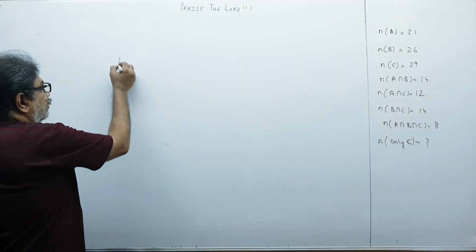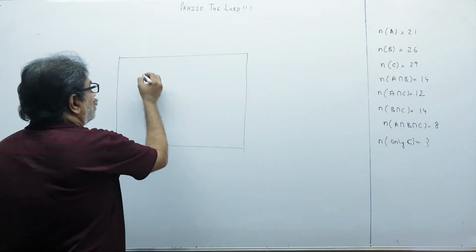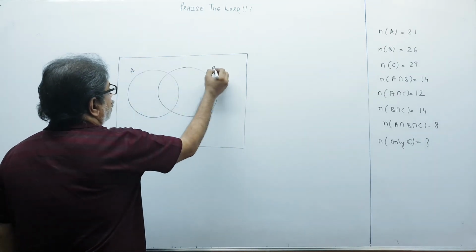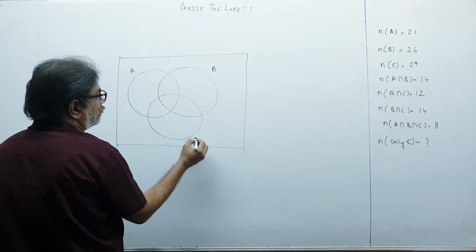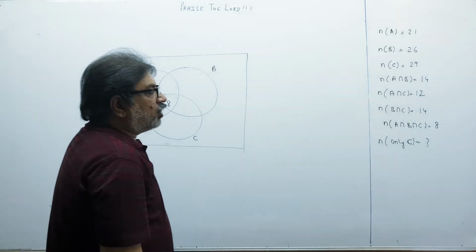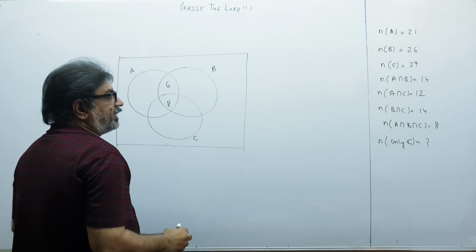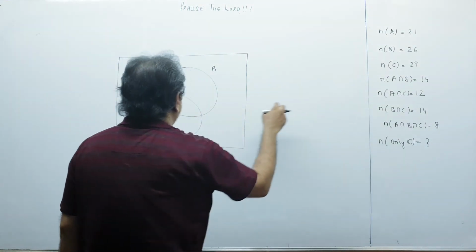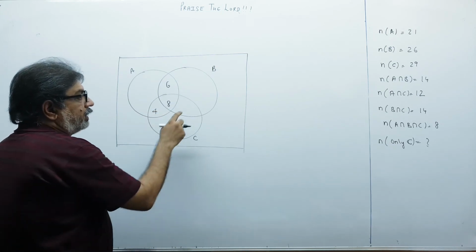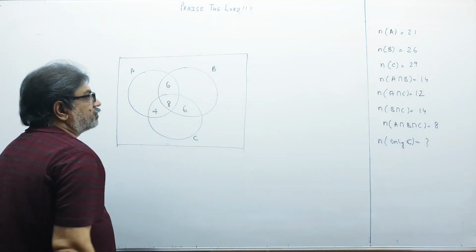So again we make a Venn diagram, children. It is very easy. You have to only fill up the areas. So this is A supposing, this is B, and this is C. First of all, fill up the intersection. How much? 8. A and B, how many people? 14. Out of 14, 8 are already here, so 6 remaining over here. A and C is 12. 8 here, so 4 here. B and C, 14. 8 are here, so 6 here.